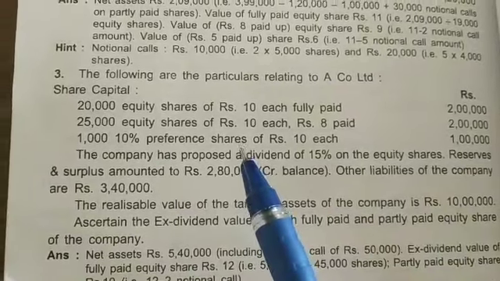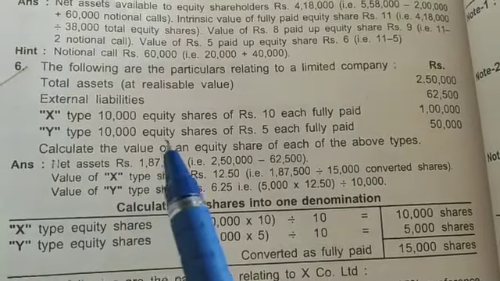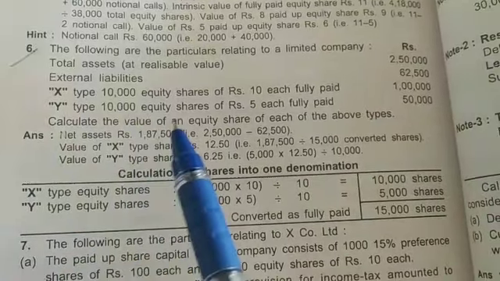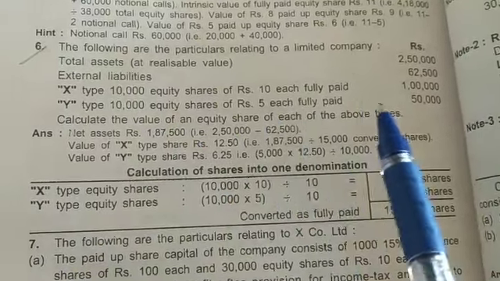Problem number 6. The following are the particulars relating to a limited company, that is the information given. Total assets at realizable value 2,50,000. External liabilities 62,500. There are two types of equity shares. First, X type: 10,000 equity shares of rupees 10 each, fully paid, that is 1 lakh. Then Y type: 10,000 equity shares of rupees 5 each, fully paid, that is 50,000.